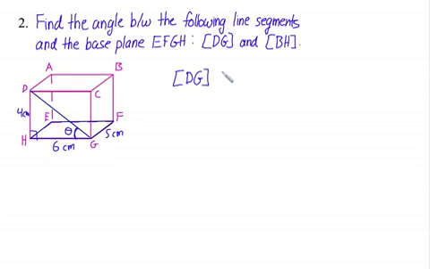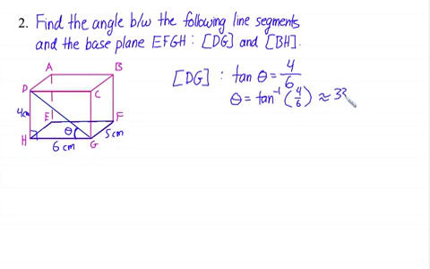I can write an equation using tangent. Tangent theta equals opposite over adjacent. In this case, opposite is 4 centimeters, and adjacent is 6 centimeters. So theta is simply the inverse tangent of 4 over 6, and that approximately equals 33.69 degrees.